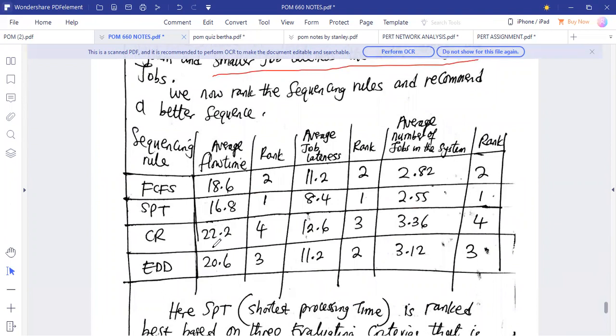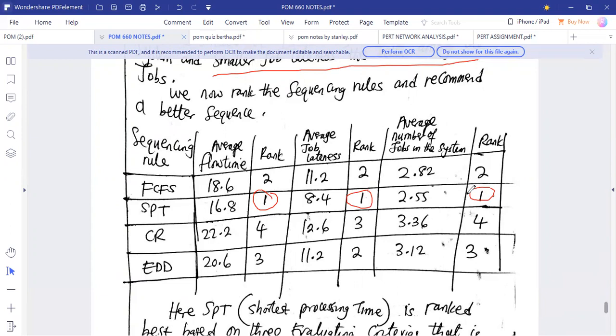Getting down to the ranking, among all the four, the one ranking first is the shortest processing time, based on the average flow time. So you are able to finish working on a job fastest with it. Getting on to the lateness, it's 8.4, which is also the shortest processing time. The average number of jobs in the system is 2.55, which is also ranking first, meaning there are few jobs in the system when you're looking at the shortest processing time.